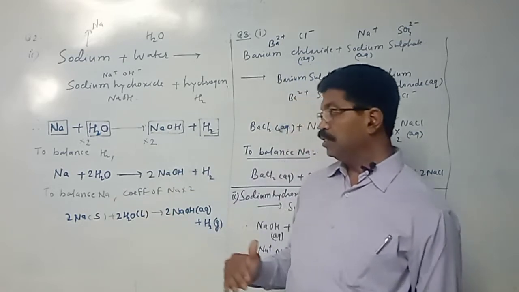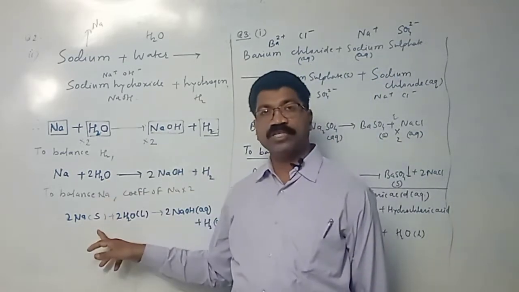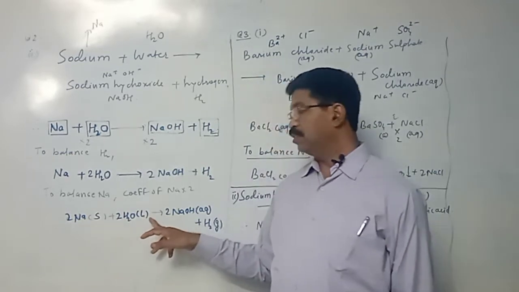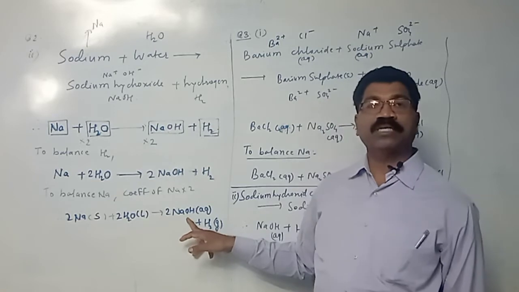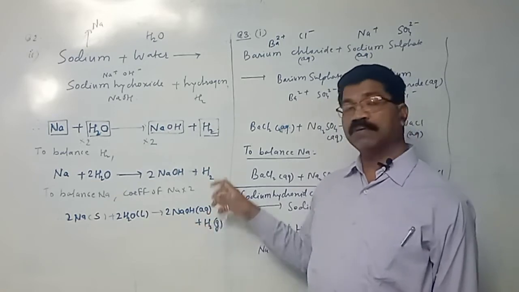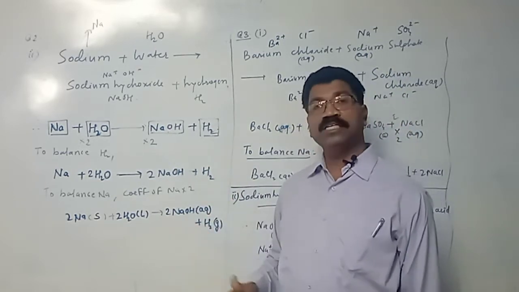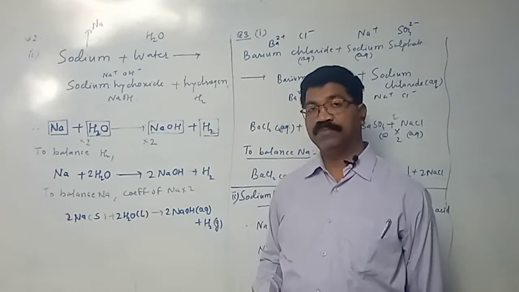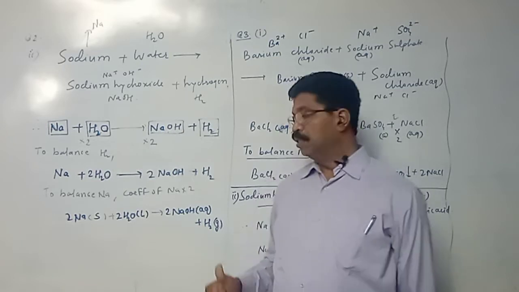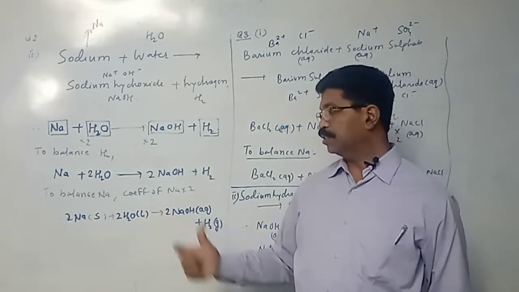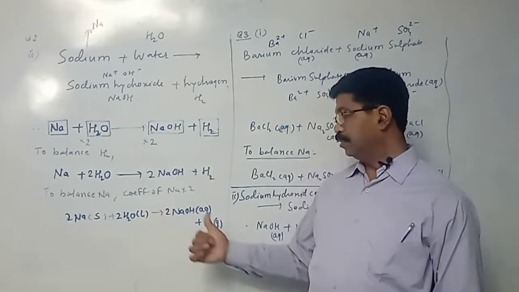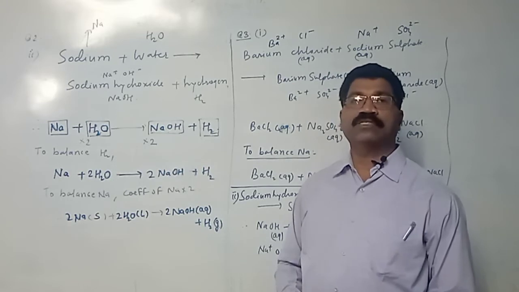Now in this reaction, sodium was in solid state, that's why I write S. This is water in liquid state, that's why I write L. And sodium hydroxide in aqueous state, that's why we write AQ, it means it is dissolved in water. We call it a strong alkali, sodium hydroxide, caustic soda. Hydrogen gas is evolved in this reaction. So this is the reaction for getting caustic soda and hydrogen gas.